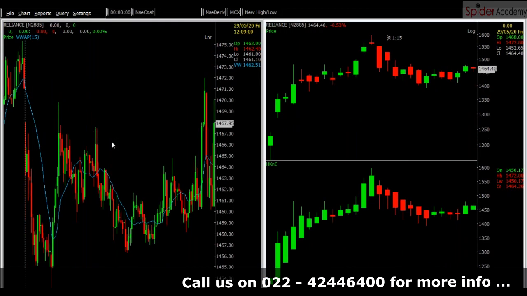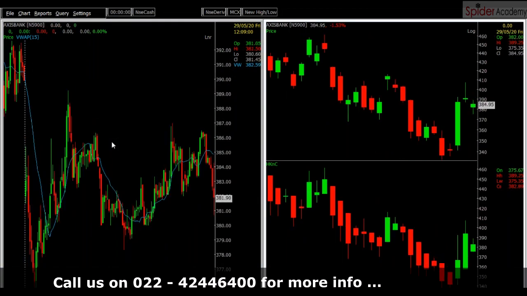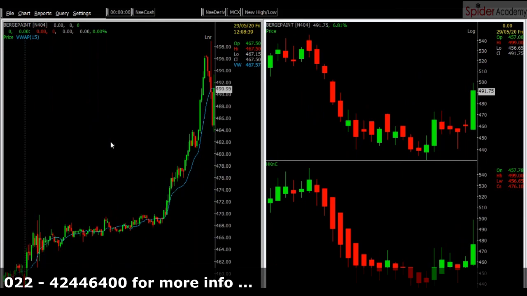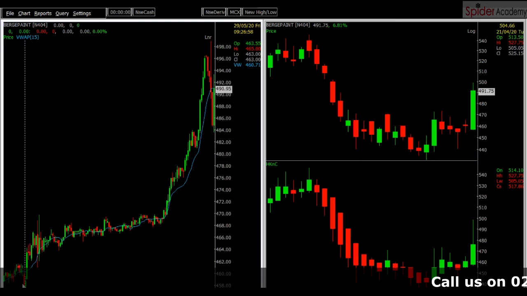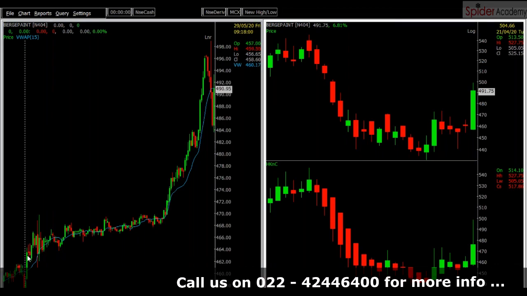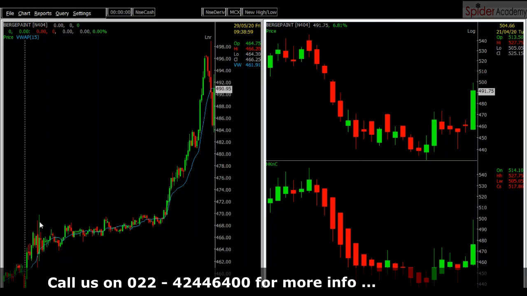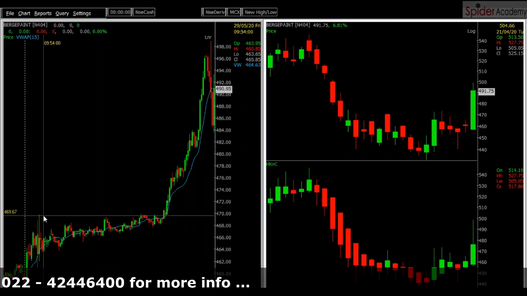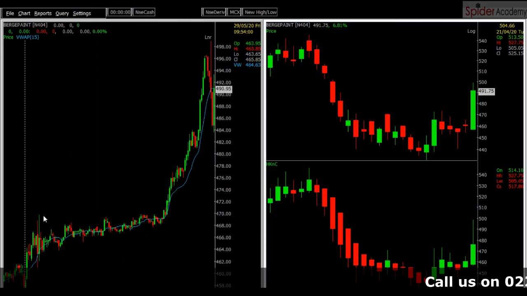I'll take Bajaj Paint. Okay, now Bajaj Paint, you will see, very interesting. Yes, we buy, gap down, crossing, we buy here. Okay, and we are somewhere around 462. What is the price it made? 469. 460 to 469. If I'm looking for 1.5% or 1%, I'm already out.